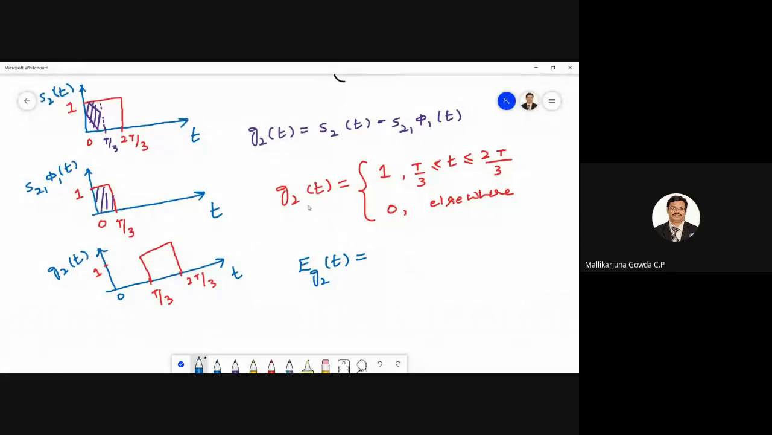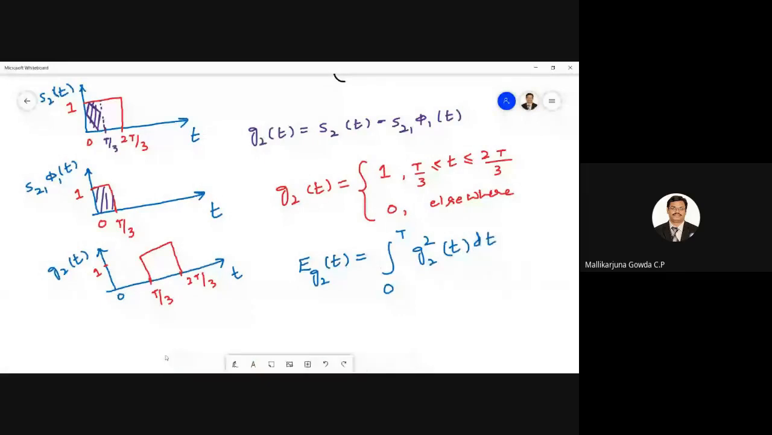See, G2 of t is there here. It exists for what interval? I wanted to find the energy of the signal. What is the expression for that? I'm asking. Sir, integral. Integral of G2 of t. You tell the expression, no? Integral 0 to t, G2 square of t into dt. So this is the expression for finding the energy of the signal.